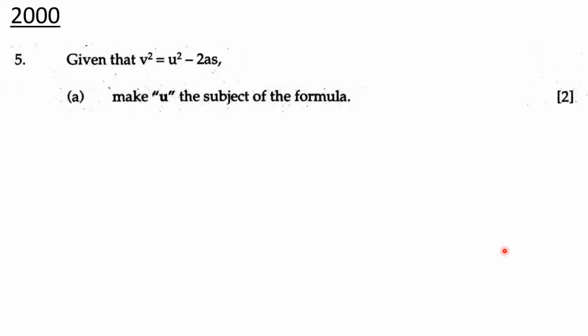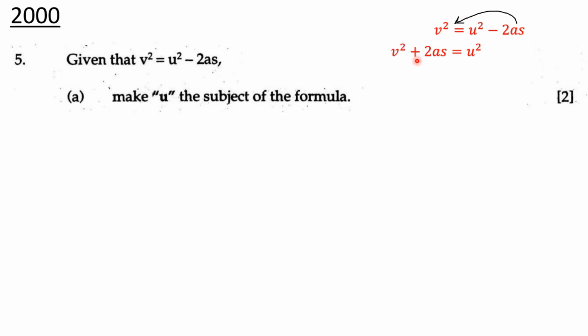Okay, let's move on to this next question. It says that given that V squared is equal to U squared minus 2AS, make U the subject of the formula. So notice here that currently V squared is the subject of the formula, but we want to make U the subject. So U is here. Let's send the negative 2AS over the equal sign. We are left with V squared, and since it was negative 2AS, when we send it over the equal sign, it becomes a positive 2AS.